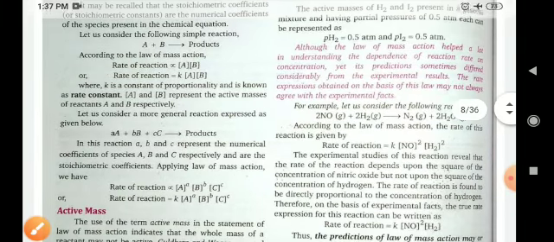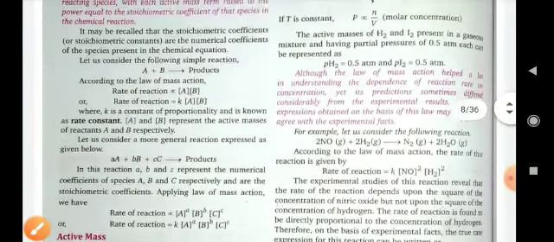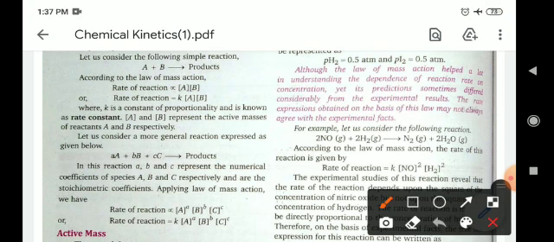Okay, so according to this, for any reaction you can write the law of mass action or the rate of the reaction. Let us consider a more general reaction as given below: aA plus bB plus cC gives a product, in which small a, small b and small c are the stoichiometric coefficients of reactants A, B and C. So in this reaction, these are the stoichiometric coefficients.